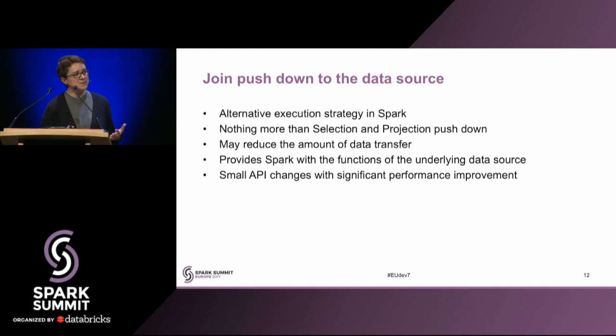Therefore, we consider join pushdown as an alternative execution strategy in Spark. Join pushdown is nothing more than selection and projection pushdown. It is another means for performing selection pushdown. Similar to selection pushdown, it may reduce the amount of data transfer, but it also provides Spark with the capabilities or the functions of the underlying data source. With small API changes, we got a very significant performance improvement.